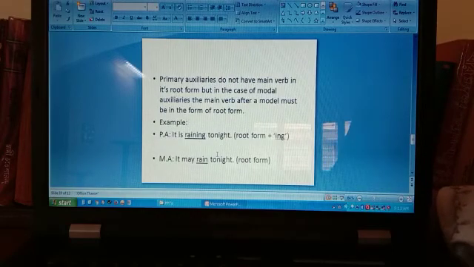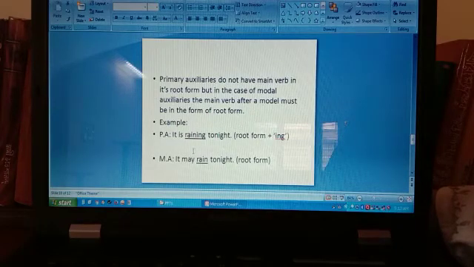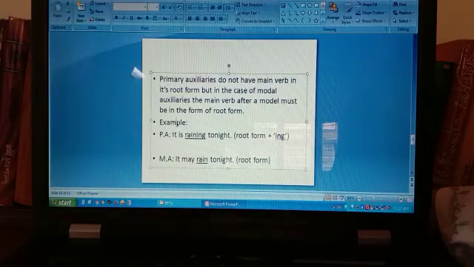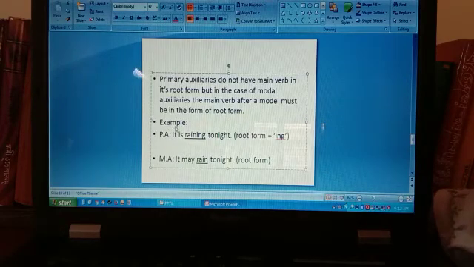Now we are coming to the next feature of primary auxiliaries and modal auxiliary. Primary auxiliaries do not have main verb in its root form. But in the case of modal auxiliaries, the main verb after a modal must be in the root form. See here in the example, primary auxiliary: it is raining tonight. So what is the primary auxiliary here? Is is the auxiliary and raining is the main verb.